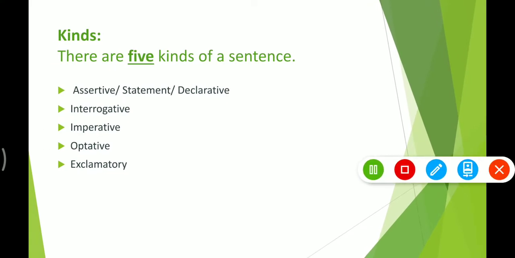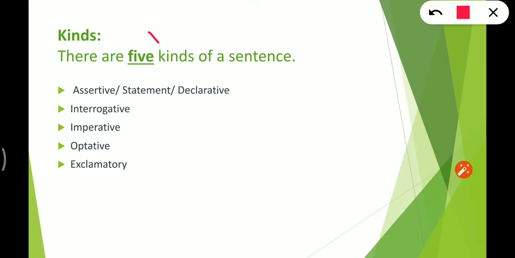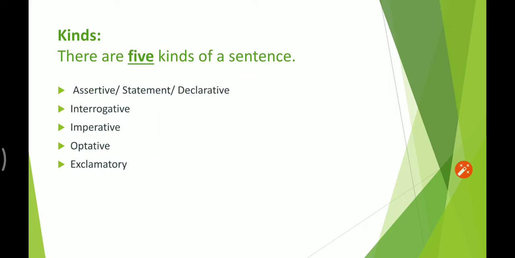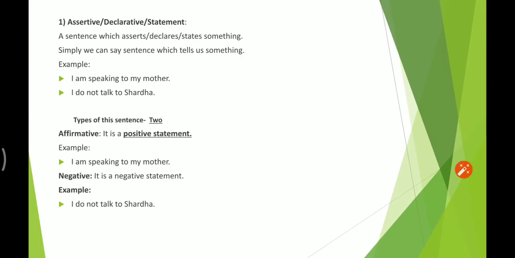Now here we have kinds of sentence. Sentences are of five kinds. First one is assertive. It is also known as statement or declarative sentence, right? Then we have interrogative sentence, then imperative, then optative, and then exclamatory. Let's discuss them one by one. The first one is assertive sentence. As I told, it is also known as declarative or statement.